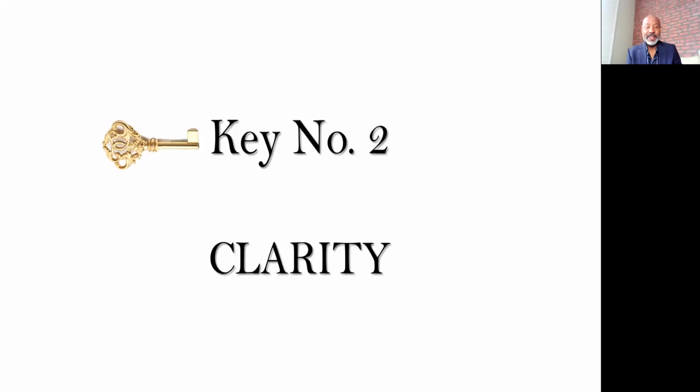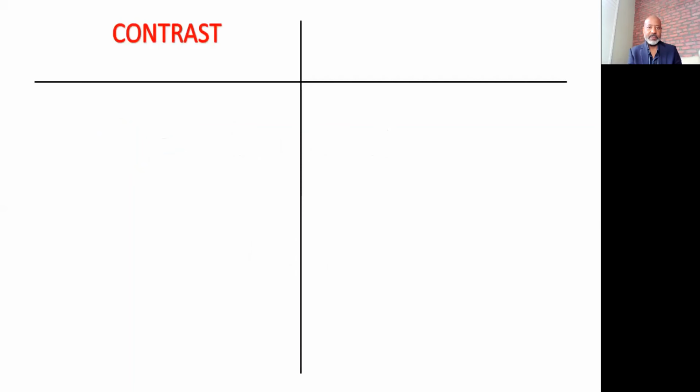Okay, welcome back. Now we're going to look at key number 2, clarity. Now, most people don't know what they really want. If you ask them, they can't really describe it to you, but they can tell you what they don't want. And we call that contrast. So the tool we're going to use to figure out our clarity is actually called contrast and clarity. So you'll find a worksheet, the contrast and clarity worksheet.